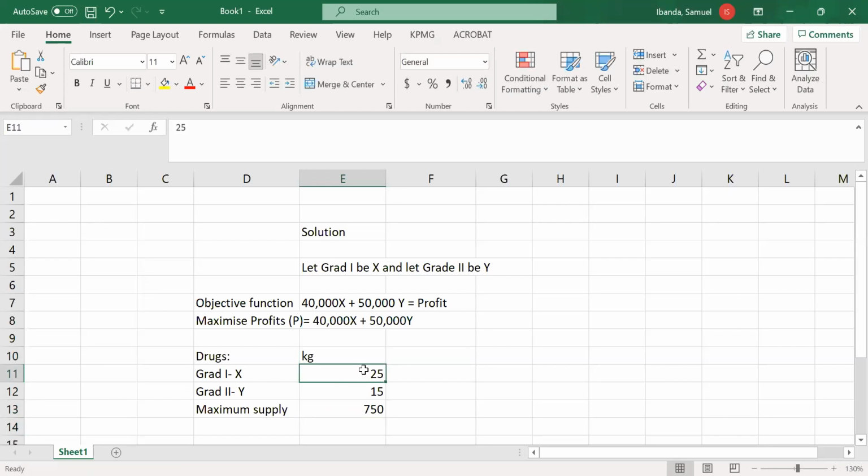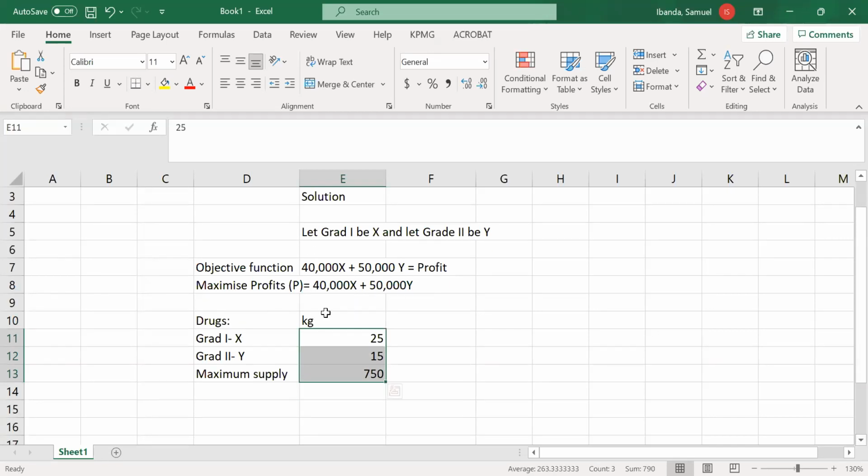So if this is the information we have on drugs, it means that in one way or another, we have to find how we fit within the 750. No matter the number of clients, we have to fit within our constraint, which is 750. Remember, 25 is per each client of X and 15 is per each client of Y. So for us to derive this constraint into an equation, it will basically be 25x.